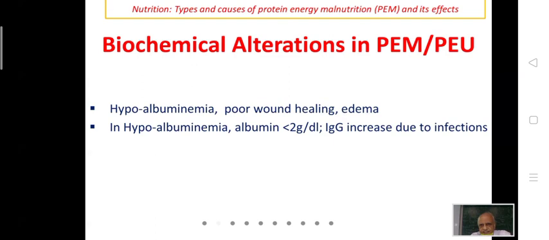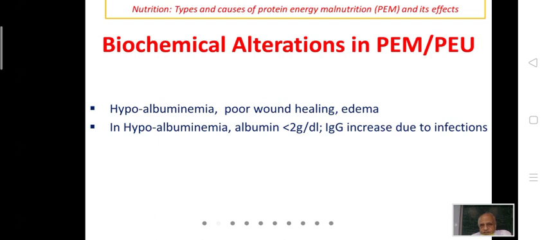What biochemical alterations are seen in PEM or PEU? The biochemical alterations seen in these protein energy malnourished cases are hypoalbuminemia, or low level of albumin, poor wound healing, and edema. So this is a biochemical change which you see in undernourished or malnourished cases, especially with respect to protein intake. Hypoalbuminemia, low albumin, in this case less than 2 gram per deciliter is seen in biochemical estimation.